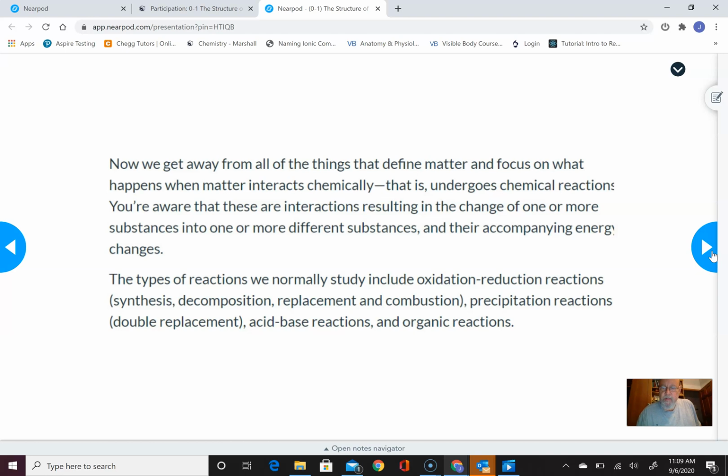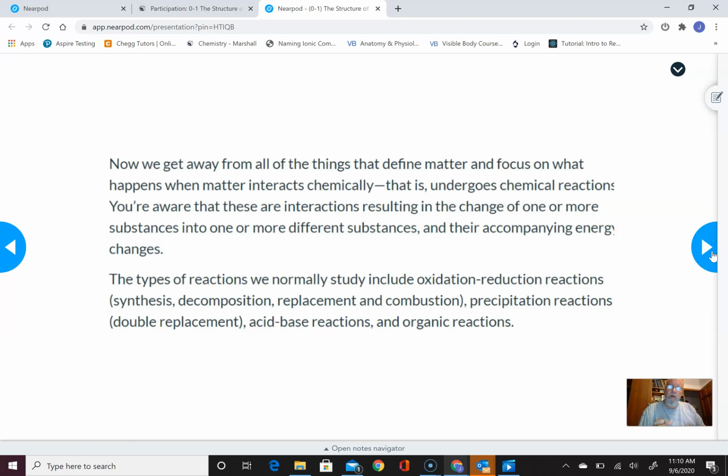These are interactions resulting in the change of one or more substances into one or more different substances. And it's really important to recognize that there are energy changes that go along with this. Okay, so when I have any kind of a physical change or a chemical change, I have an energy change associated with it. Somehow energy is either absorbed by the system or it's released by the system.